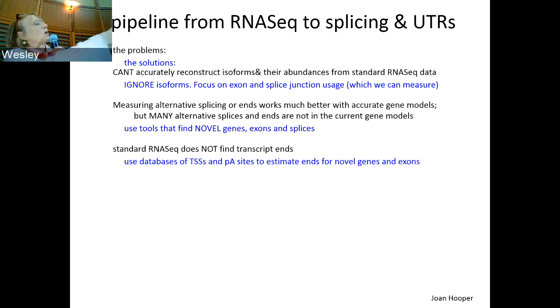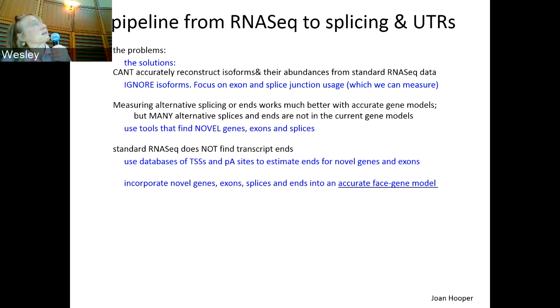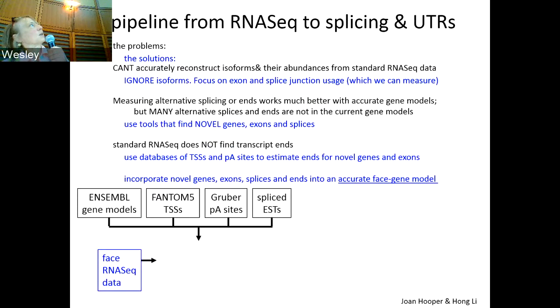And finally, although the vanilla RNA-seq is not much good for finding the ends, there are very good databases of ends. And so we're using those databases and some custom scripts to actually estimate where everything is to be able to solve these problems. And so just briefly, this is kind of what our pipeline looks like.